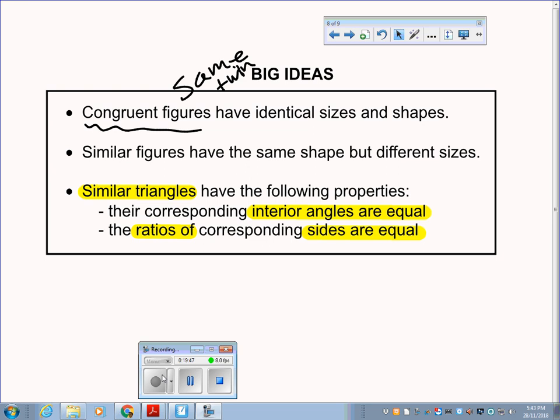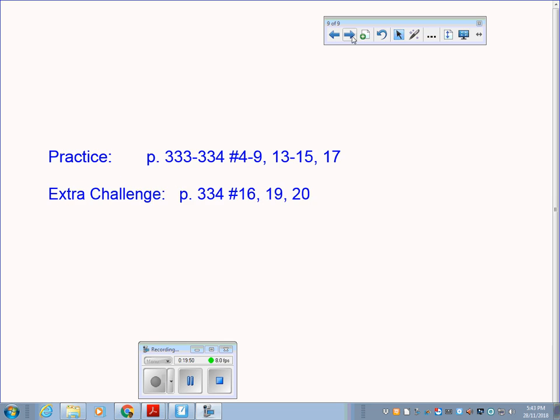All right, so do your homework, which is on this page, these questions. I want everybody to complete the extra challenge.